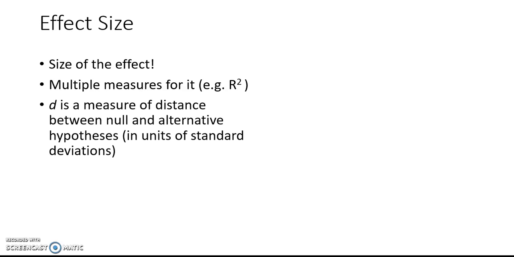Here's another measure that we'll introduce, d. This is a measure of distance between the null and alternative hypotheses, the mu's under the null and alternative hypotheses, in units of standard deviations. Okay, so this is what the formula looks like. You've got mu1 minus mu2. There's a distance. What are the units? Standard deviation. So you divide it by standard deviations. This is the number of standard deviations that you can express this distance in. So it's a pretty simple formula.